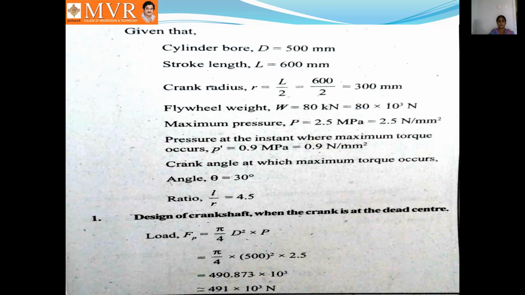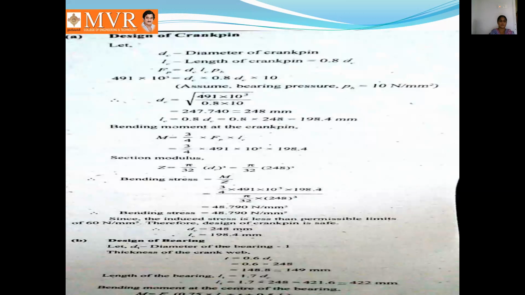Okay, we find out the design of the crankshaft when the crank is at dead center. What do we find out? We find out the load. Load FP is equal to pi by 4 D square into P, because pressure is equal to load by area. Then force is equal to pressure into area. Pi by 4 into D square into P. We will find out the force on the piston.